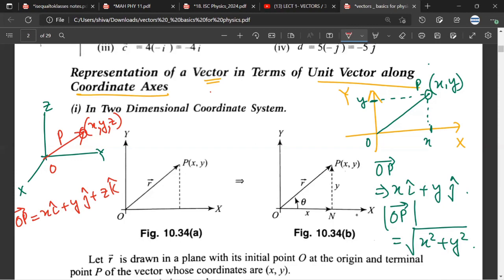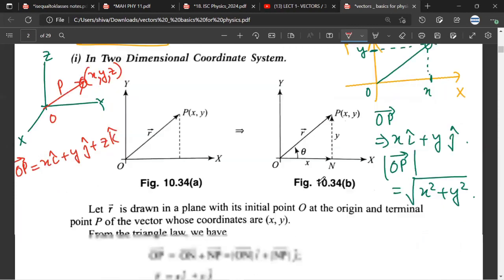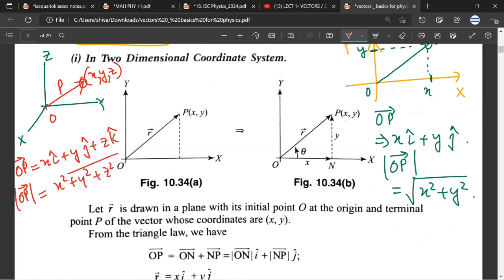Do you agree to this? Yes. Do you further agree that the length of this OP would be x square plus y square plus z square? Do we agree to this? Yes. So, right now, what we have understood in the last 15-20 minutes is: what is a unit vector? What is the basic concept of a unit vector?